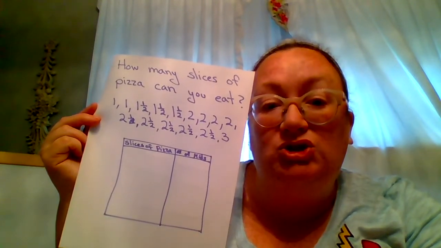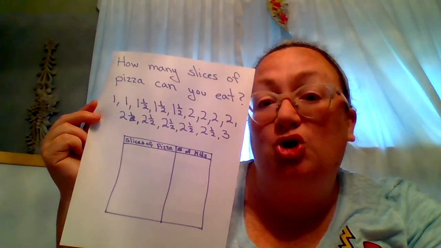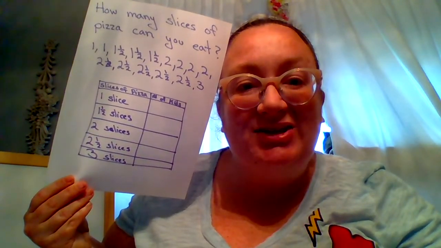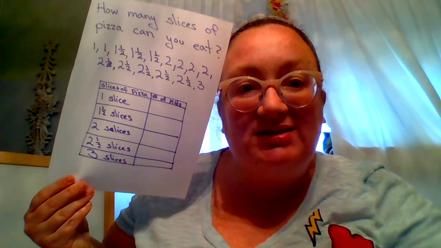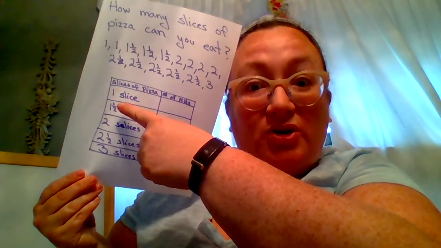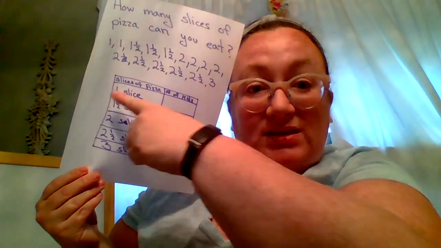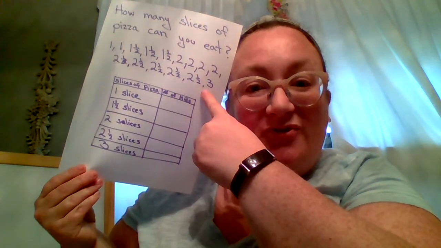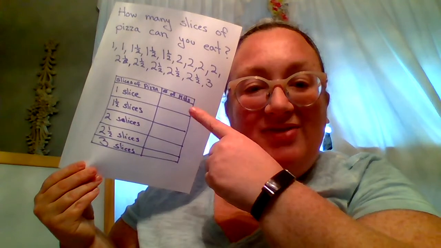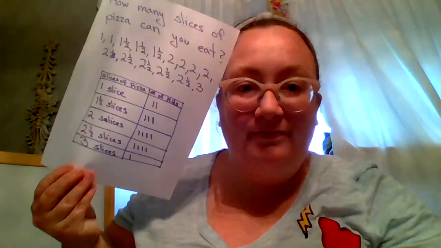So now what I'm going to do is take these numbers and add them to the chart below. Okay, guys, so I just added the numbers of slices of pizza. I started with 1 slice because that was the smallest amount that people said that they would eat, all the way through 3 slices, the larger amount of slices. So now that I have that, I'm going to fill in the number of kids that eat those slices.